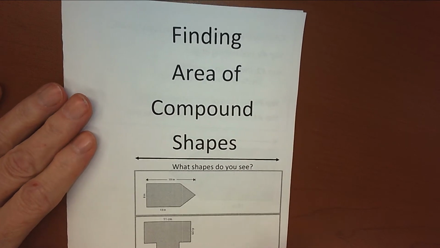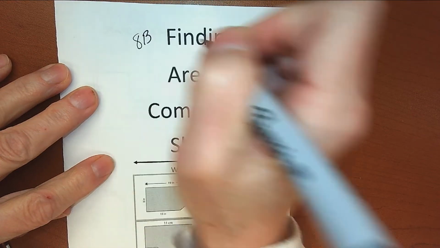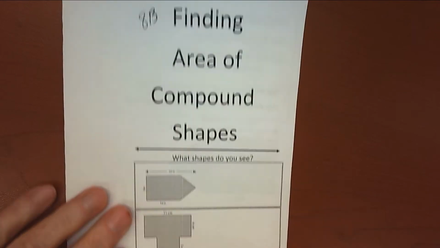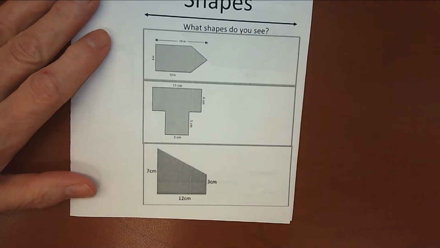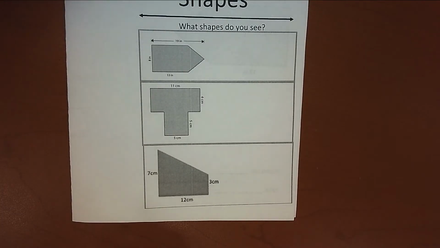Hey everyone, these are notes for 8B, and these are going to be finding the area of compound shapes. So if we look at these shapes down here, these are compound shapes because they're made up of more than one type of shape. And so what we can do here is divide them up into shapes that we're familiar with or that we know how to work with.